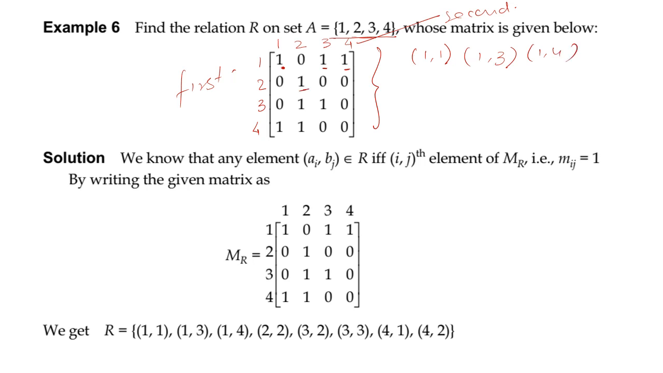This element is at the intersection of 2 and 2, so I'll have 2, 2 over here. This is at the intersection of 3 and 2, so I'll have a 3, 2 pair over here. So these are all the pairs. This way you can convert the relation matrix into relation pairs also.